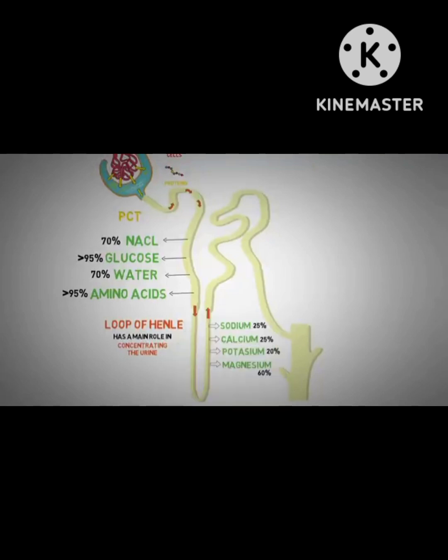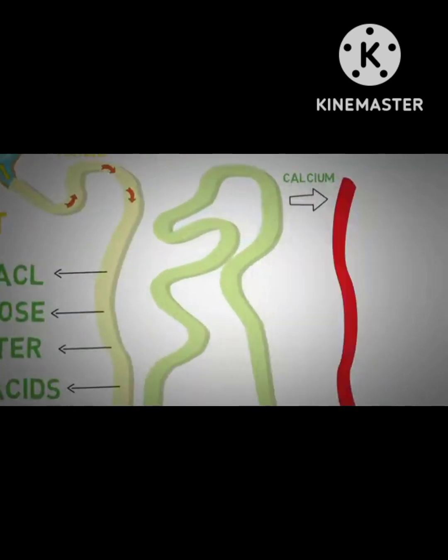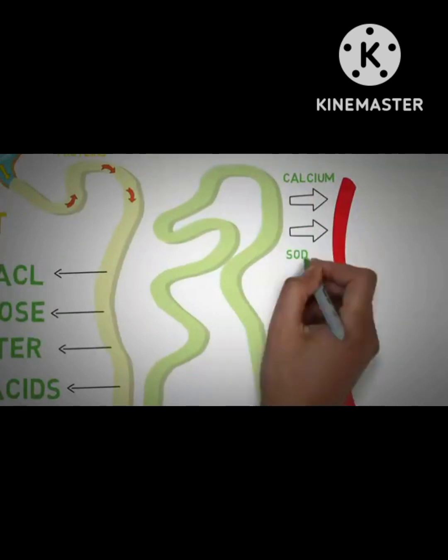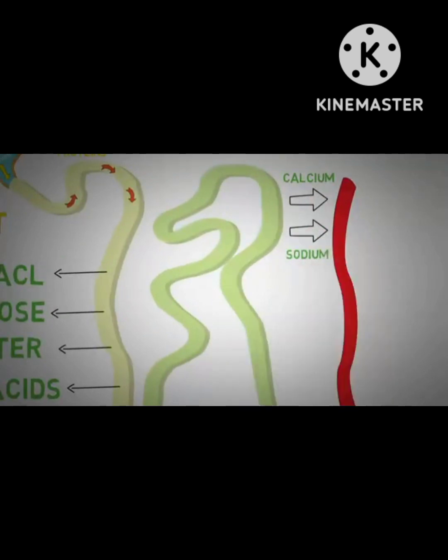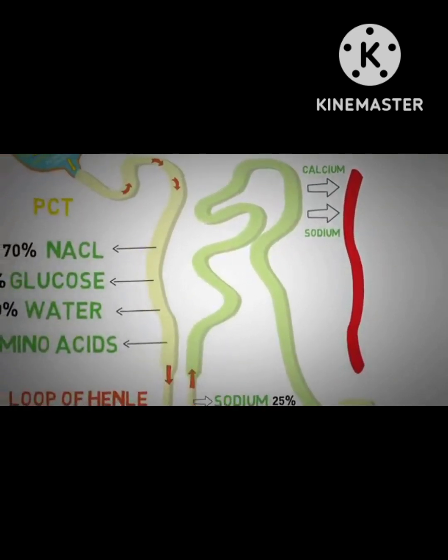So after the loop of Henle, the water then passes into the distal convoluted tubule, which is this part of the renal tubule. And here we have more reabsorption of ions like calcium and sodium. We are just reabsorbing more things that we didn't want to lose in the first place. There's a lot of things we could talk about what gets reabsorbed here, but this is just the overview.